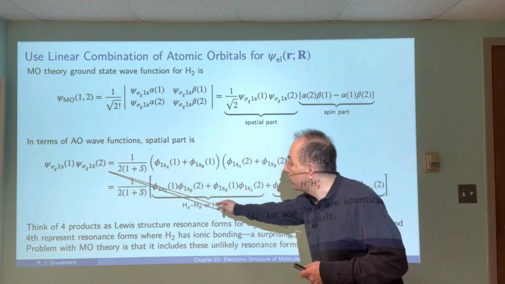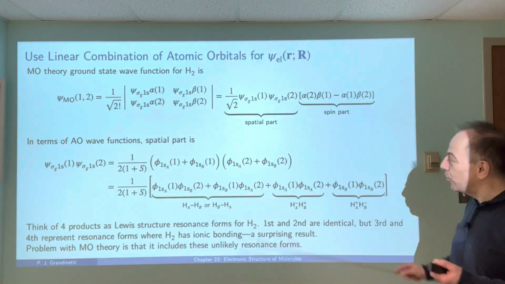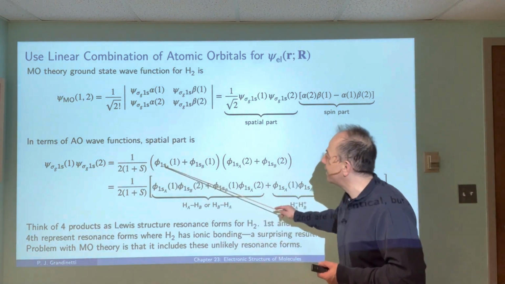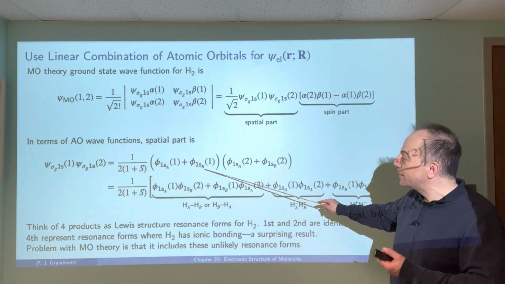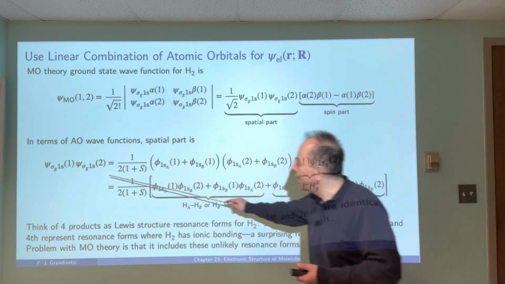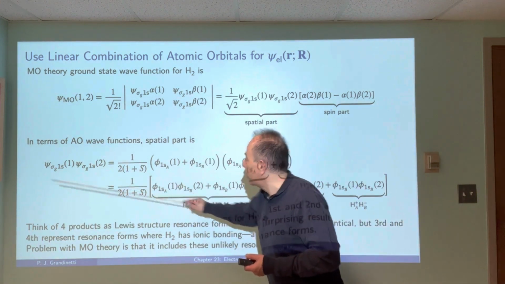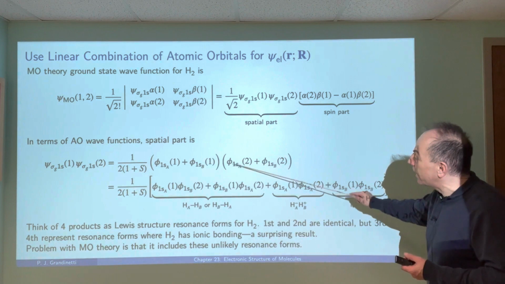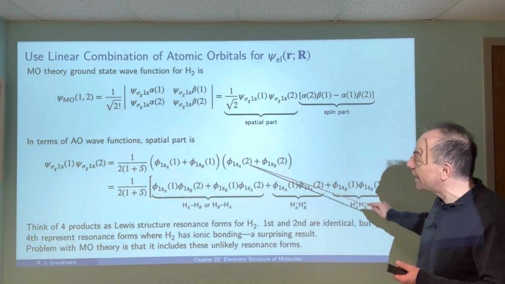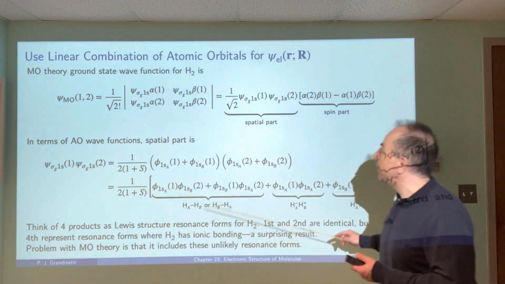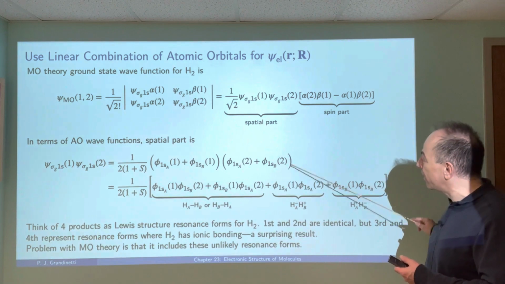Now, if I focus in on this spatial part, these are the molecular orbitals, and I'm going to write those molecular orbitals as linear combinations of atomic orbitals. So right now I'm going to take the 1s orbital on nucleus A and the 1s orbital on nucleus B, and write that linear combination to be the molecular orbital for this electron. Then I'm going to do the same thing for the other electron, the atomic orbital on A and the atomic orbital on B for the second electron. And that product will be the spatial part of the molecular orbital.